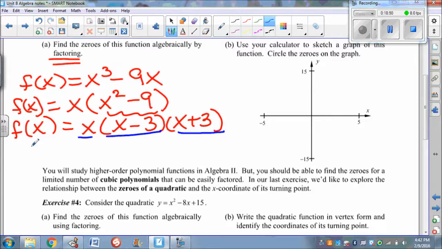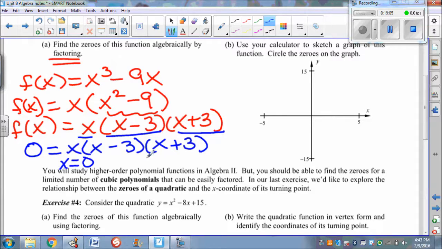Same thing. We still follow the same rule. If we're finding the zeros, set it equal to 0. Zero product law still holds true for more than 2 factors. So look at this. This one's easy peasy. X is equal to 0. This one, x minus 3 is equal to 0. X plus 3 is equal to 0.